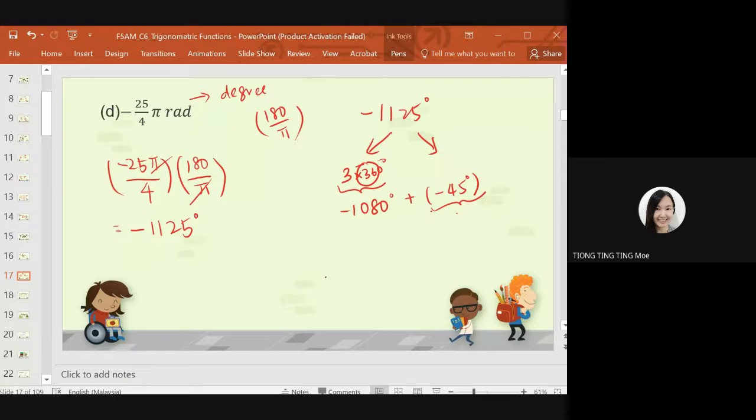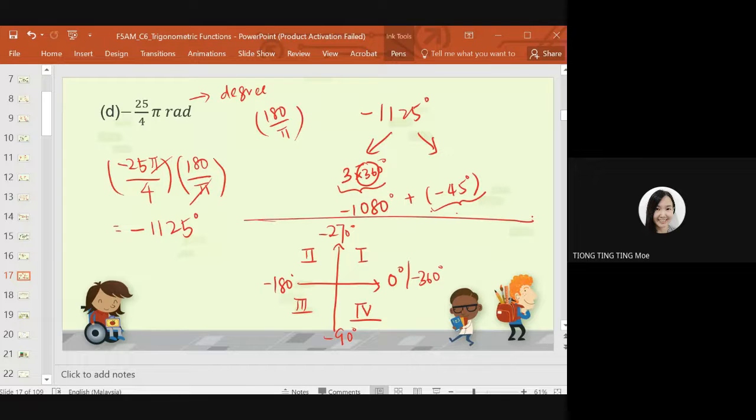Quadrant 4. We draw out first. Tulis dulu. Quadrant 1, quadrant 2, quadrant 3, quadrant 4. Then because negative 0, negative 90, negative 180. Jangan malas lah. Tulis sajalah. Isi saja supaya kamu tak salah lah. Jangan selalu skip ini, skip itu. So, negative 45 is somewhere here loh. Here, tengah-tengah sini. So, it's located at quadrant 4.